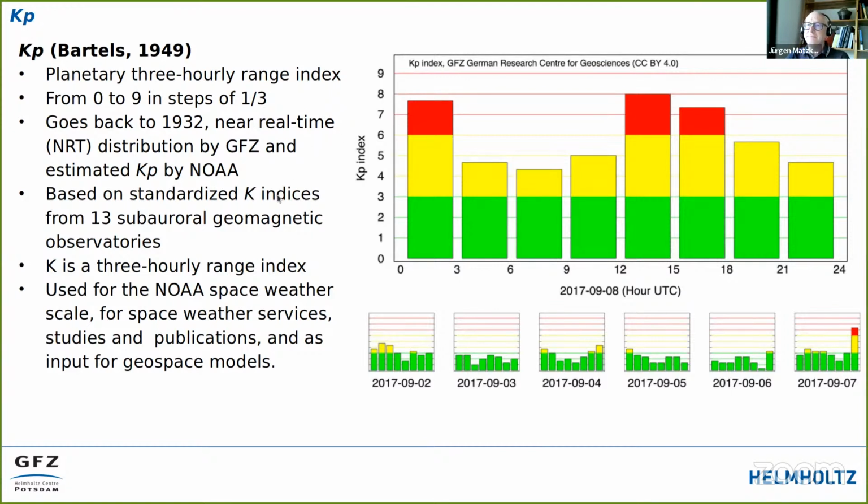As I said, Kp is based on K indices. They are standardized. I will talk about this later again. And they come from 13 subauroral geomagnetic observatories. These K indices are station-specific indices. They are also 3-hourly. And Kp is used a lot in the community. It is the basis for one of the NOAA space weather scales, for example. It is used for many space weather services. Many studies and publications are using it. And it's also a very important input parameter for many geospace models.